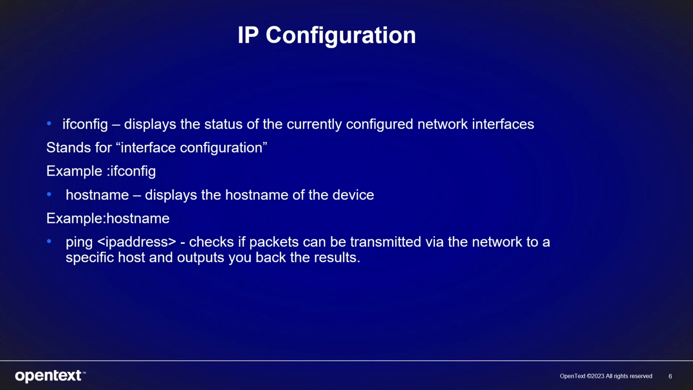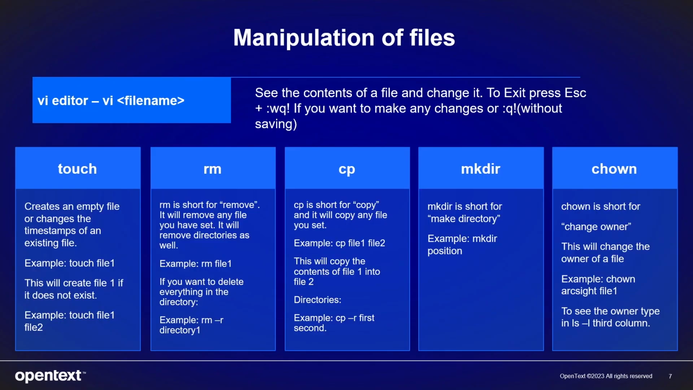If you're trying to check if packets can be transmitted via the network to a specific host, you just use the ping command, and it will output the results back to you. If there's some sort of an issue within the network, you'll be able to see it because the packets won't be transmitted, or there might be some sort of a delay. You'll be able to see it through the ping command.